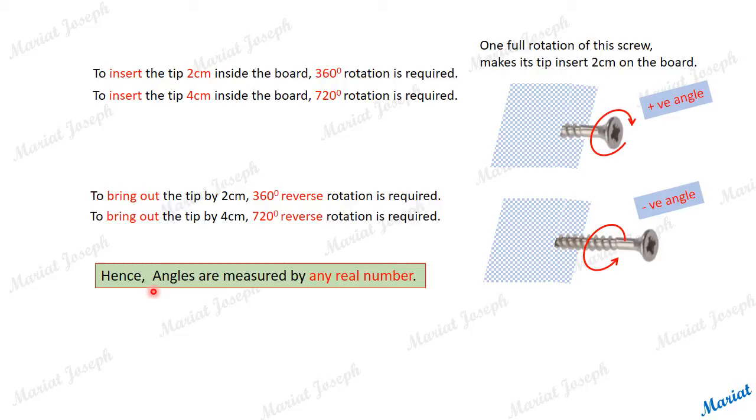So, the angles are measured by any real number. Real numbers can be any number, even more than 720 degrees. Real number means it can be a negative angle also. 360 degrees reverse means minus 360 degrees we will say. So any real number. But these angles cannot be drawn as angles of a right triangle, as we have already noticed. In a right triangle, besides the 90 degree angle, the other two angles should be less than 90 degrees. We cannot draw them on right triangles.